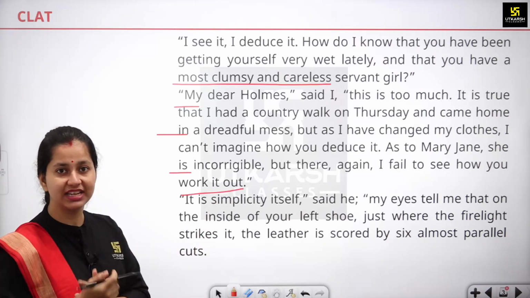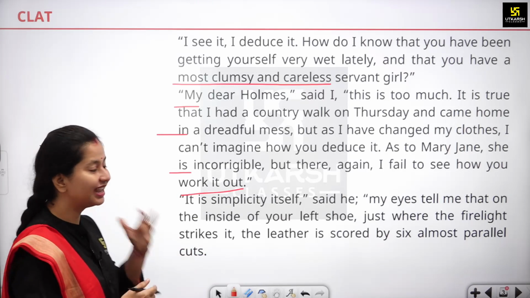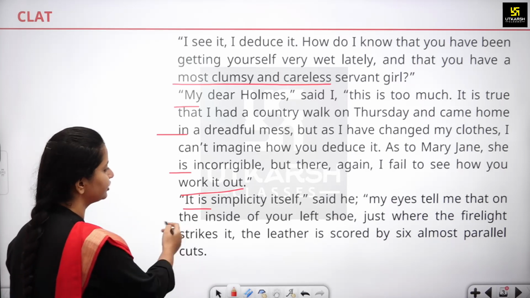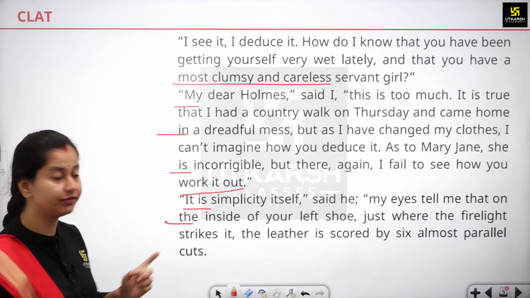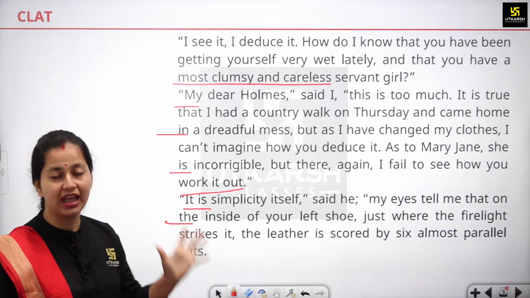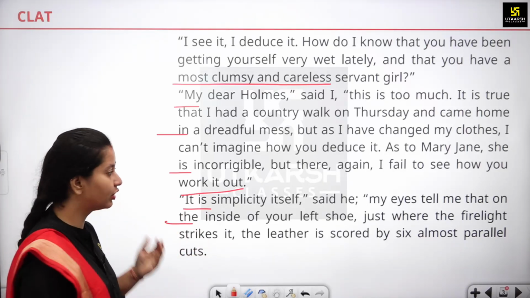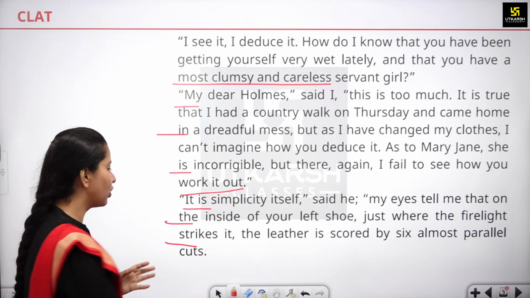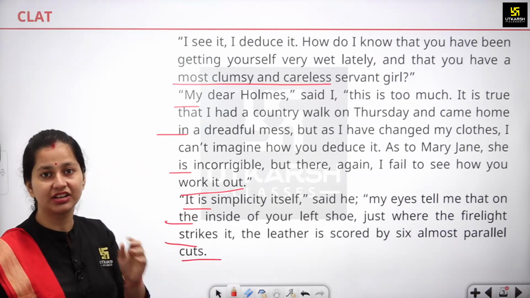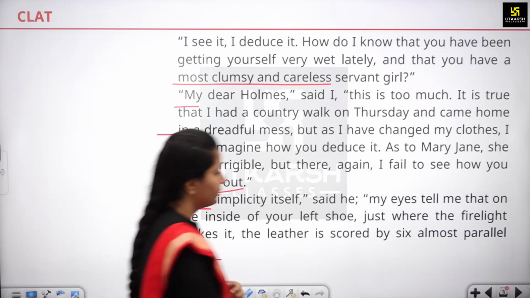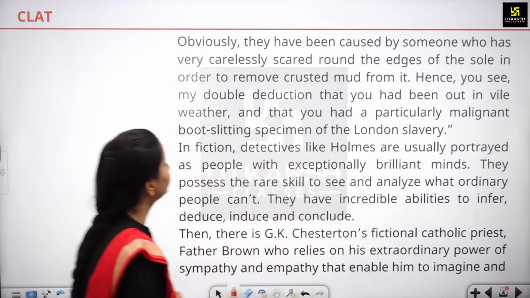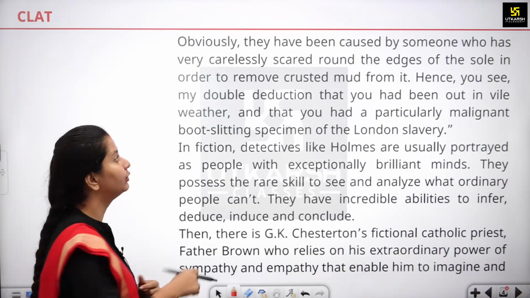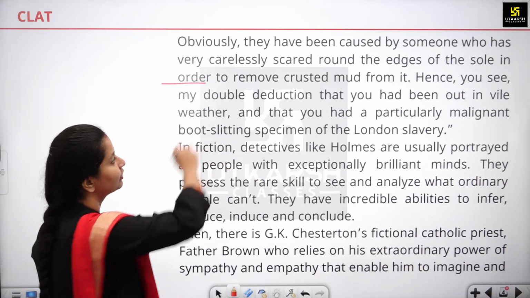Yes, I accept that she is incorrigible, but then how do you know this thing? It's simplicity itself. My eyes tell me that on the inside of your left shoe, look how careful he is while inspecting or investigating, just where the firelight strikes it, the leather is scored by six almost parallel cuts. Scored means cut, the cuts are made there. Obviously, they have been caused by someone who has very carelessly scraped round the edges of the sole in order to remove crusted mud from it.